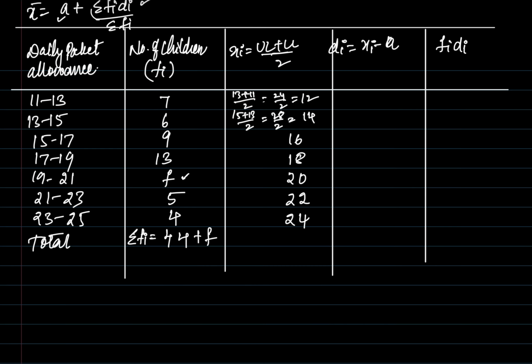Okay, then we have to find di. For finding di, we must find the A value. So for finding A, what you have to do, you count all these terms of xi. So 1, 2, 3, 4, 5, 6, 7. So we have 7 terms. So the middle term is our A. So 18 is our A.